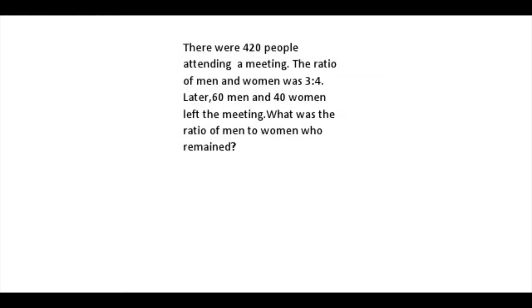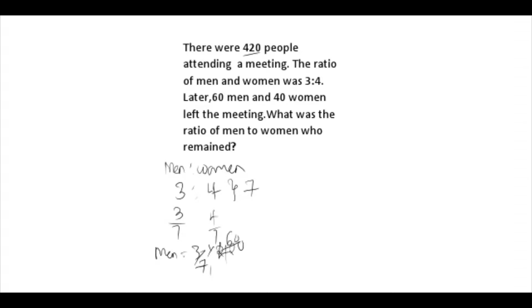So we have the ratio of men to women is 3 to 4. 3 plus 4 gives us a total of 7. So men will be 3 over 7 while women will be 4 over 7 of the total. So men will be 3 over 7 of the total, which is 420. 7 divided by 7 is 1. 420 divided by 7 is 60. Multiplied by 3 will give us 108. So we have 108 men.